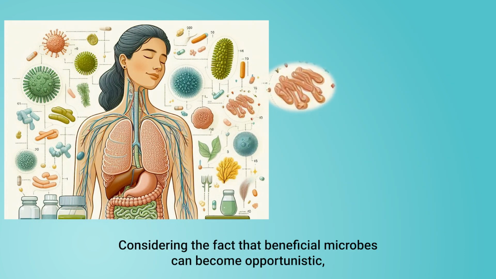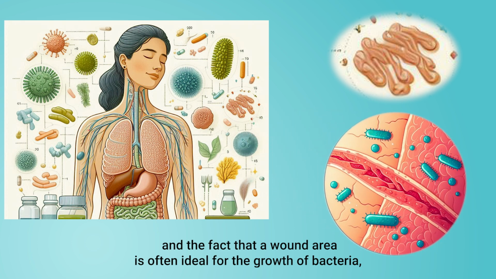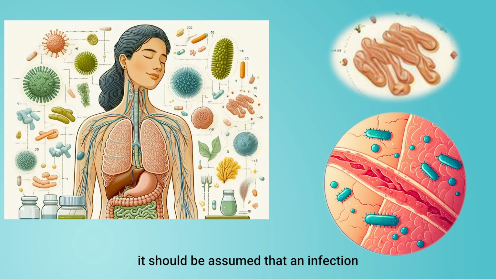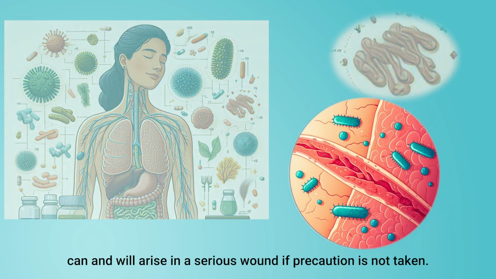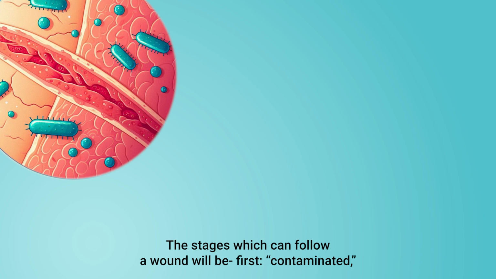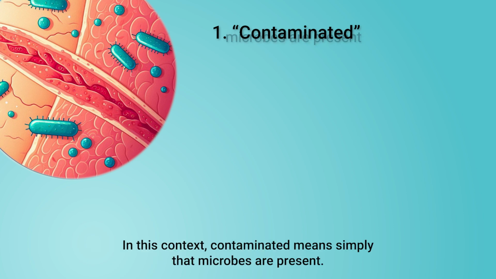Considering the fact that beneficial microbes can become opportunistic and the fact that a wound area is often ideal for the growth of bacteria, it should be assumed that an infection can and will arise in a serious wound if precaution is not taken. The stages which can follow a wound will be: first, contaminated, which is natural because of the abundance of microbes in and on every part of the body. In this context, contaminated means simply that microbes are present.